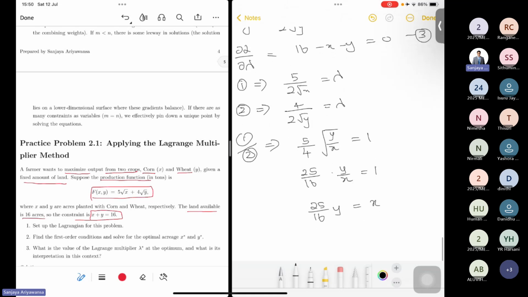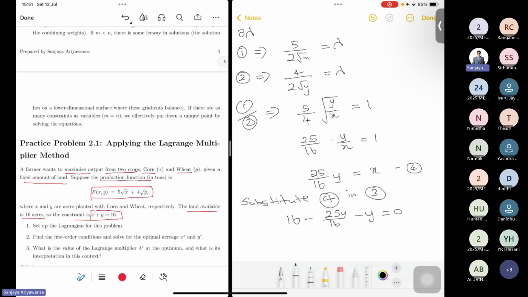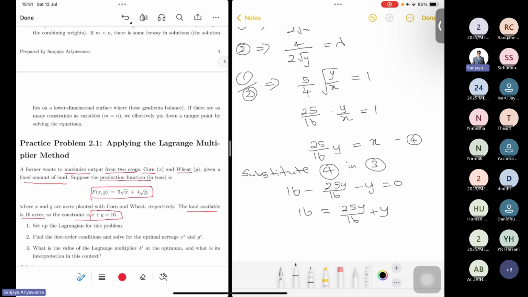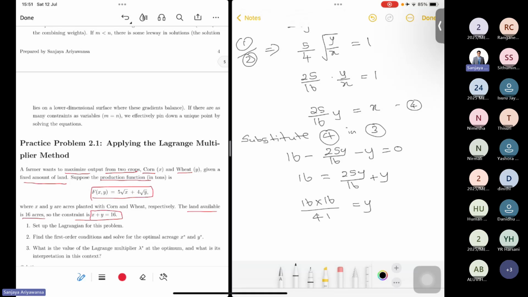And I go and substitute this. Let's say this is 4. Substitute 4 in 3. So I get 16 minus x is now 25y over 16 minus y equals 0. So I have 16 equals 25y over 16 plus y. I take all the y's to one side, then I make y the subject. So 16 times 16 divided by 41 equals y.